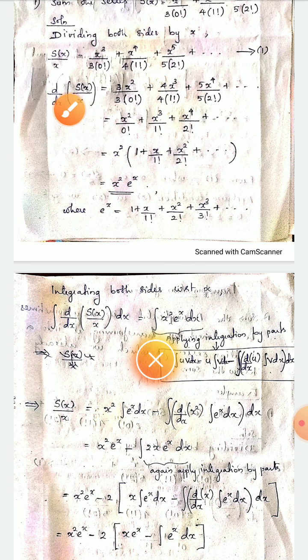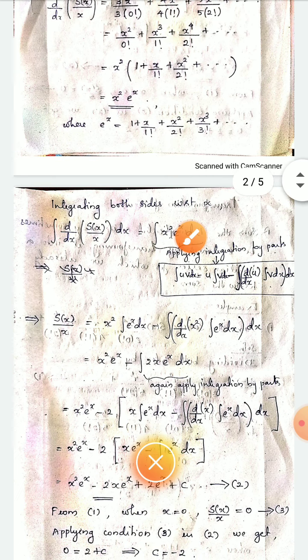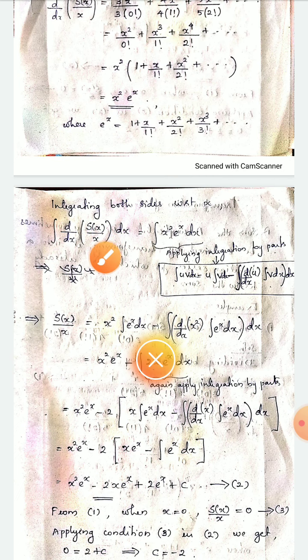Thus we got d by dx of s of x by x is equal to x square into e raised to x. Next we integrate both sides with respect to x. So integral of d by dx of s of x by x dx is equal to integral of x square e raised to x dx. In the left hand side, the integral and derivative cancel out and it becomes s of x by x.